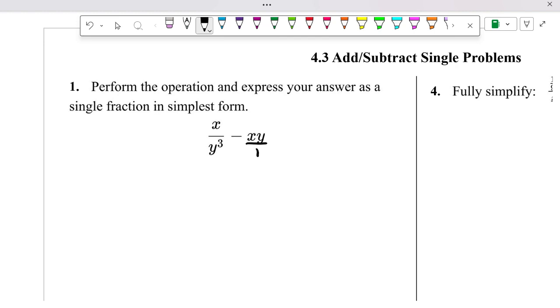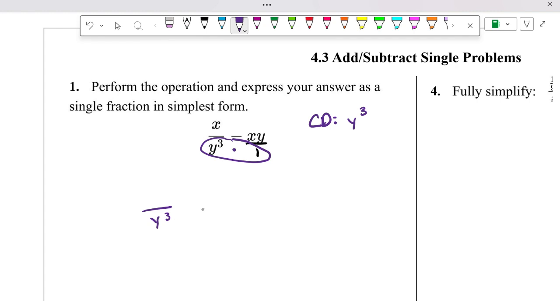Now, to find a common denominator, I'm not saying least common denominator, because honestly, when you're dealing with the monomial ones, if you just get a common denominator, I'm happy. The easiest way to get a common denominator for monomials is to just multiply them together. So take your two denominators, multiply them together. What's y cubed times 1? Y cubed. So that's what we're going to try and get both of our fractions to.